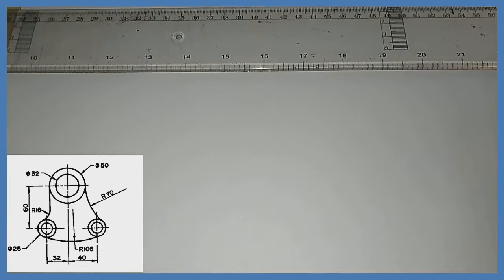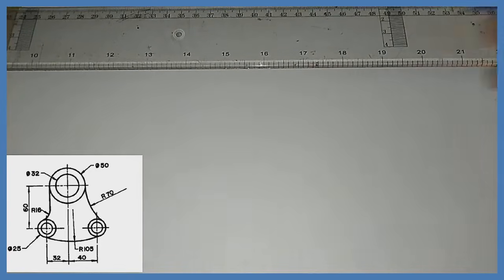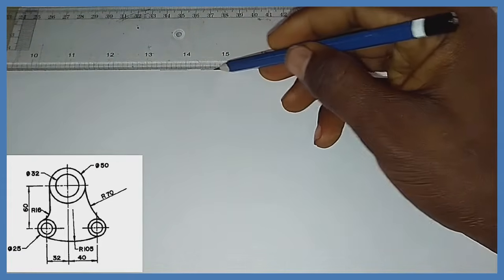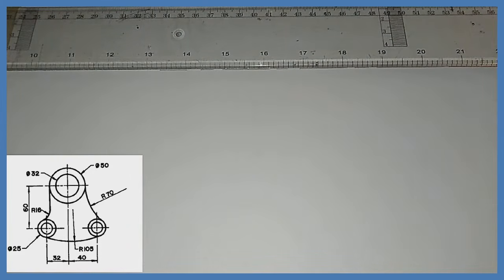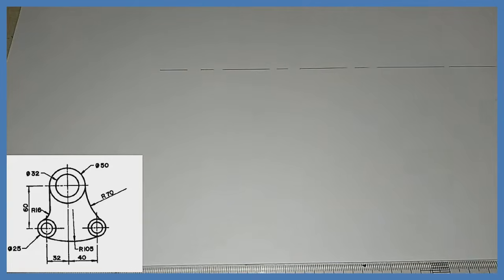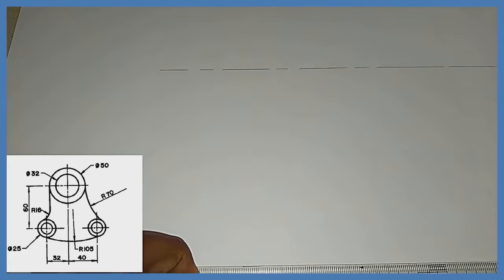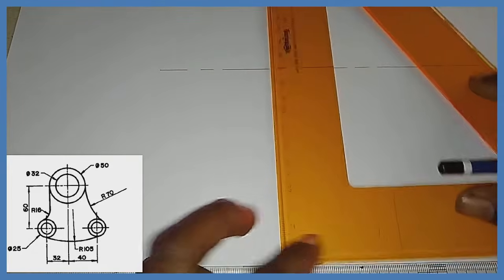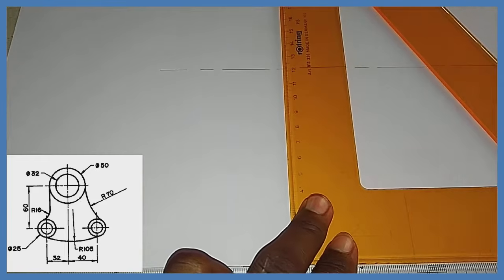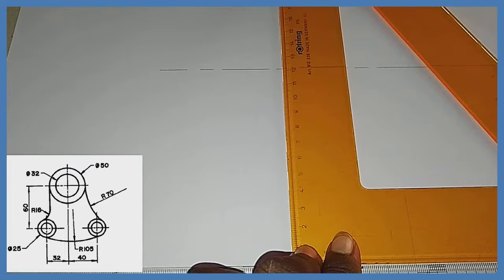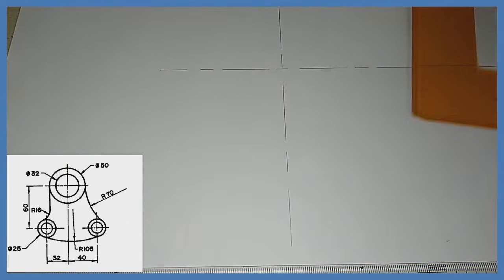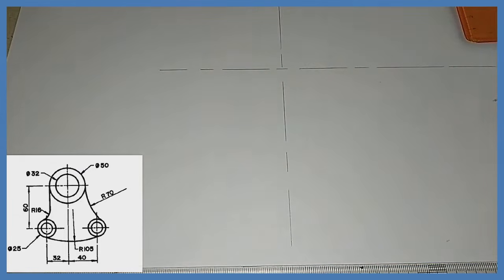So solving the problem on the screen, the very first thing is to produce my center line in this manner, right? Then I'm going to produce a perpendicular to that center line which I draw, a perpendicular in this manner. All right, so after doing that, what is the next procedure?